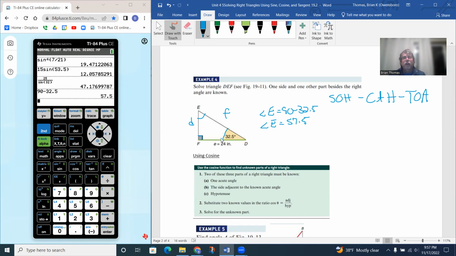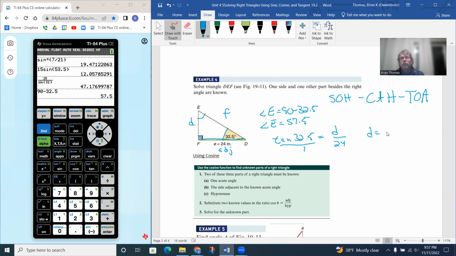Now we need to find the missing sides. If I'm trying to find side D, the only thing we know with respect to the 32.5 is the adjacent side. E is the adjacent side. So to find D, that's going to be the opposite over the adjacent, which is tangent. So the tangent of 32.5 equals D as the opposite over E as the adjacent.